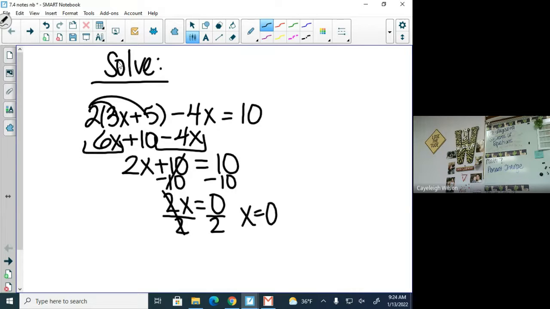0 can be an answer. Okay? That's a skill that you're going to have for today. So if you don't remember that skill, that means you're going to have to pay extra attention today. Okay, now, systems of equations.